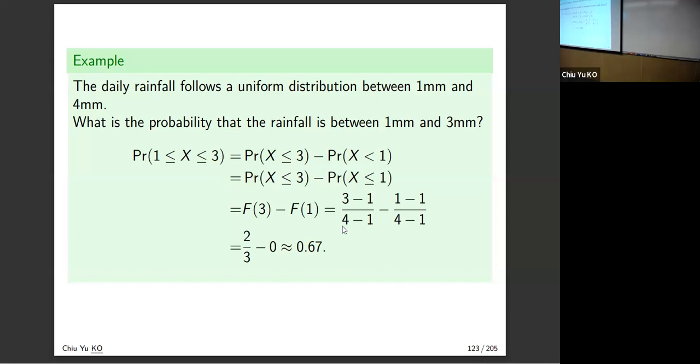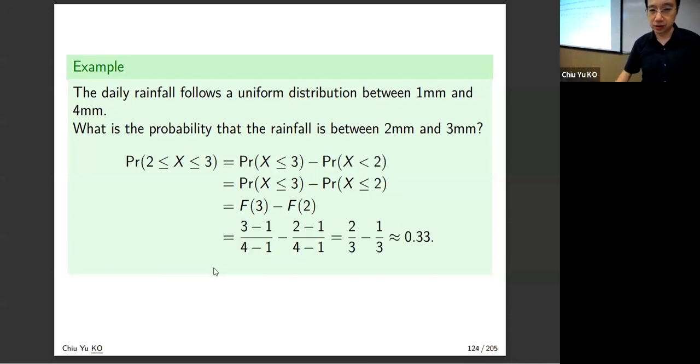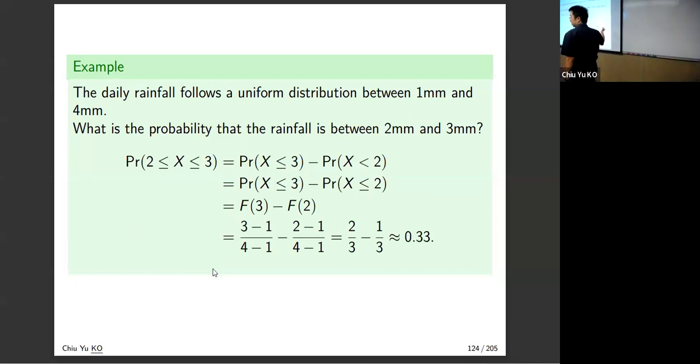So here is a uniform from 1 to 4, and the probability is between 1 to 3. Technically this means this, and I think I gave you the formula. Just plug in the number and you're done. There's nothing new here. I think it's easy to see why this is true, because that is between 1 and 3. So just plug in the number. Say it's between 2 and 3, then the same idea, just F(3) minus F(2). Is that okay?